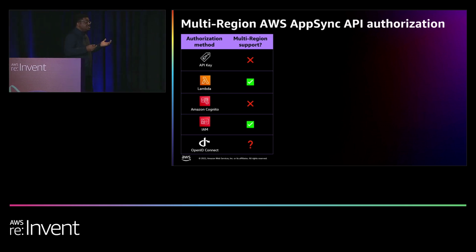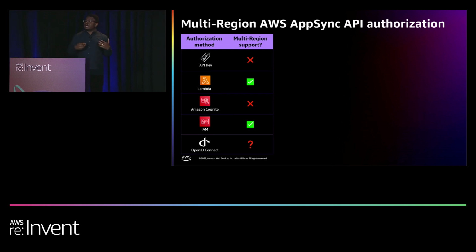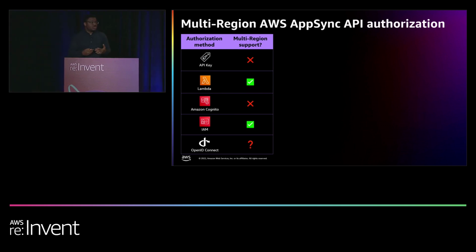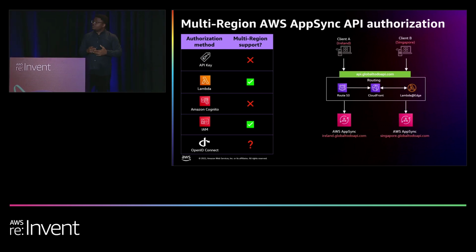With OpenID Connect, it really depends on the OpenID Connect provider. Do they really support multi-region? Does it have any sort of regional resilience built in? So it really depends for OpenID Connect. But the two options you can explore are things like AWS IAM for resources that have IAM credentials or AWS Lambda Authorizer. Let's focus on the Lambda Authorizer piece to show you how this could work.